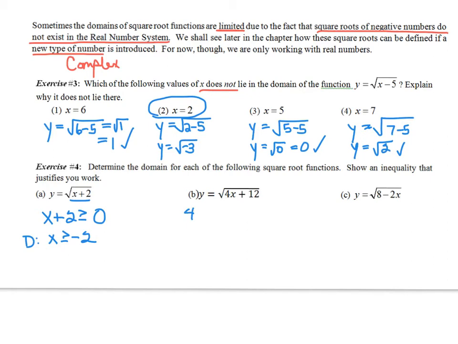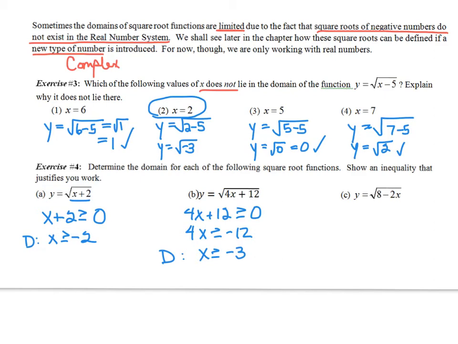We want to take our radicand, 4x plus 12, and we want to make sure that that's going to be greater than or equal to 0. Subtracting 12 from both sides, I'm getting 4x is greater than or equal to negative 12. Dividing by 4, x is greater than or equal to negative 3 would be the domain for this radical function.